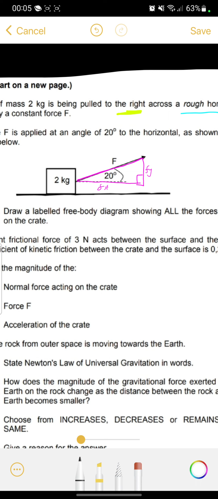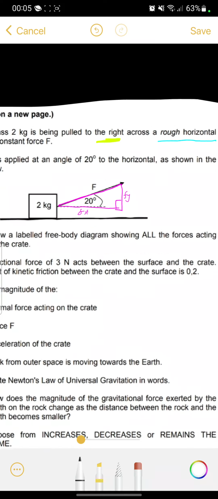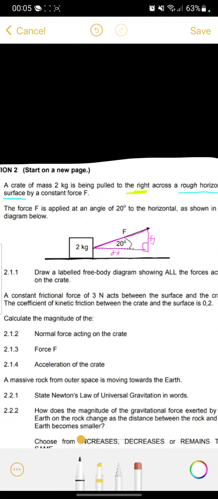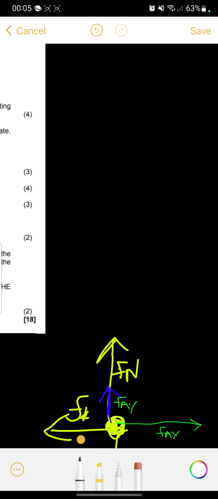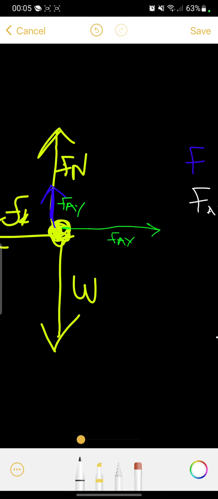Obviously the string will make an inclination, right? The string will have an angle to it. But that does not necessarily mean that the box, or the object that I'm pulling, will be traveling diagonally. It will be traveling along the surface, as they also indicated here, it travels horizontally across a rough horizontal surface.